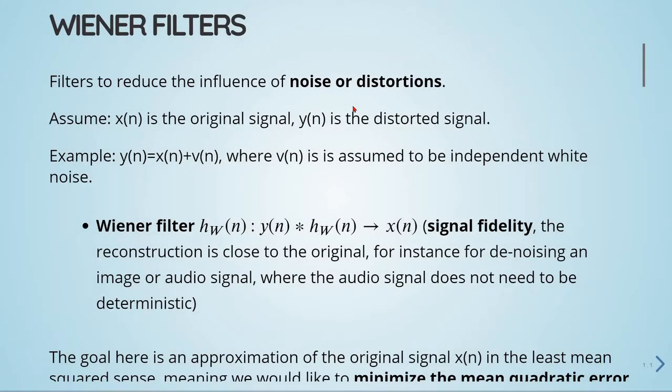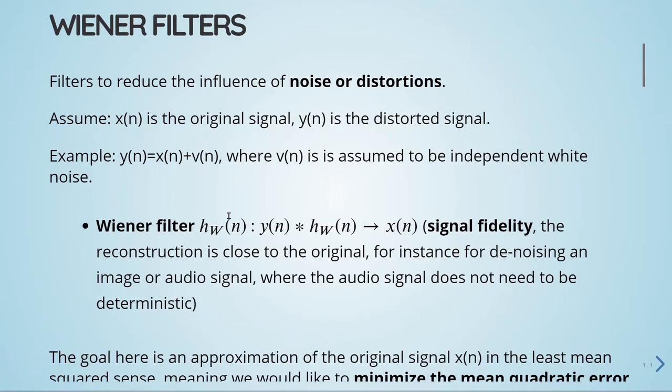Wiener filters are filters to reduce the influence of noise and distortion. So let's assume we have x[n], the original signal, and y[n], which is our distorted signal. Here we have that y[n] is equal to x[n] plus v[n], where v[n] is assumed to be independent white noise.